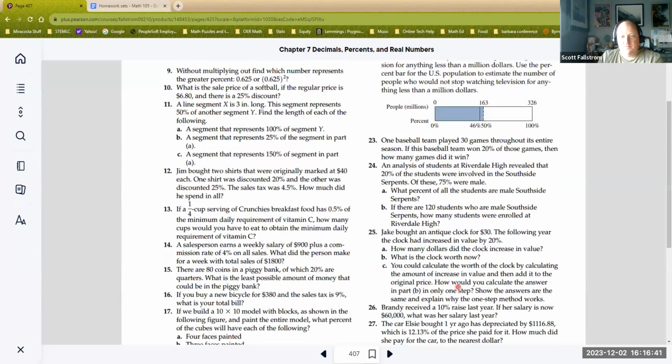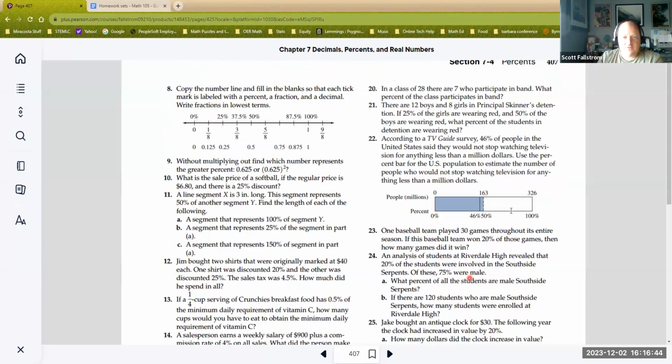19, we skipped. Let's see here, number 20, 28 students. There are 7 who participate in band. What percent of students participate in band? All right. 12 boys and 8 girls. 25% of the girls are wearing red. 50% of the boys are wearing red. What percent of the students are wearing red?